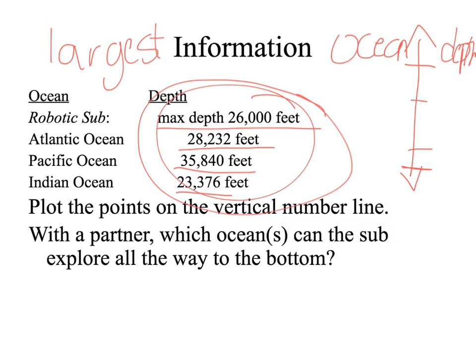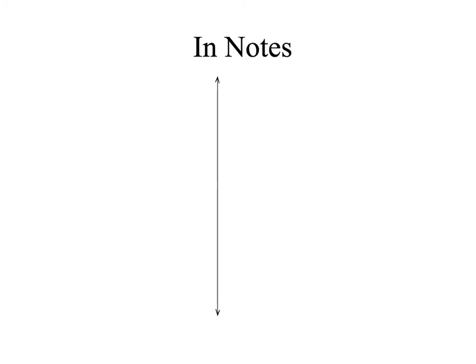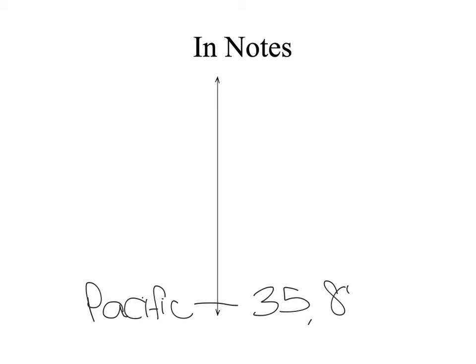Now you're going to solve the question that is with number 2, which says, which ocean or oceans can the sub explore all the way to the bottom? So you need to figure that out after you have plotted your points. On your vertical number line, the bottom of it is where the largest depth is, the one that can go down the farthest. Out of the 4 data points, the Pacific Ocean is the largest depth because it can go down all the way 35,840 feet.